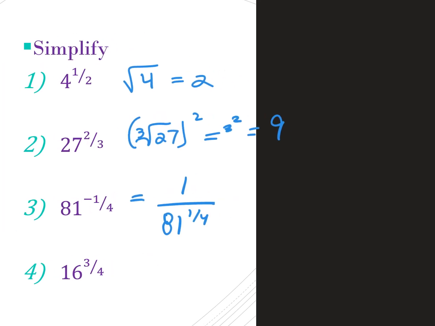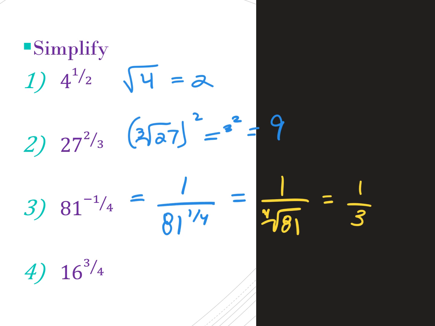Good, good, good. Remember, we're reviewing, guys. If you don't remember this, that's okay. Take notes of it. Let's go. So how would I rewrite this? This is 1 over 81 to the 1/4. Think about what happens. Tell me, Frank. The fourth root of 81. Good. So the fourth root of 81, what number times itself 4 times gives me 81? Yes, 3. So this becomes 1/3.